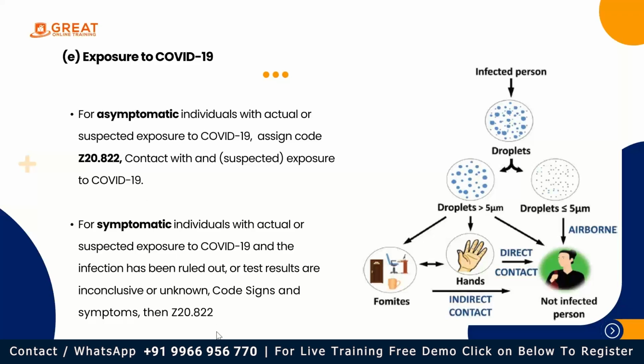But if signs and symptoms related to COVID-19 are there, we have to first code the COVID-19 symptoms and then Z20.8. If the test results are inconclusive or unknown, and the test result later becomes positive, you have to use U07.1 code, right? Clear? Yes, clear.